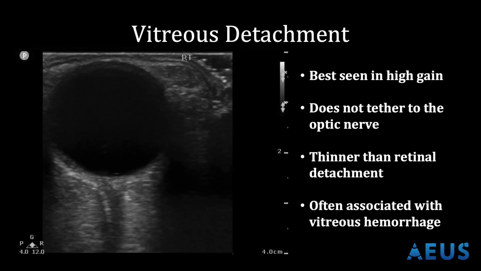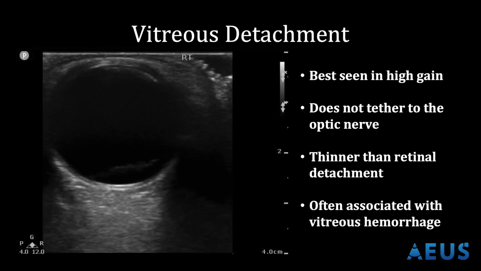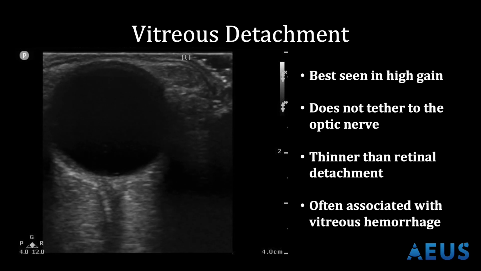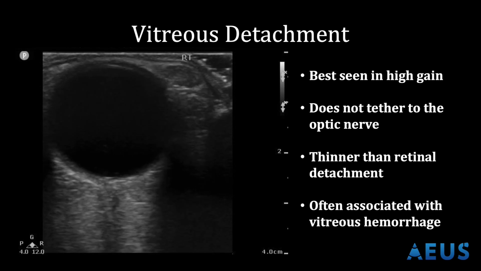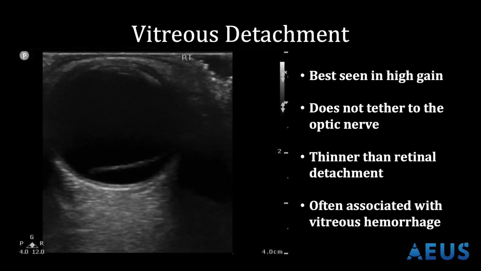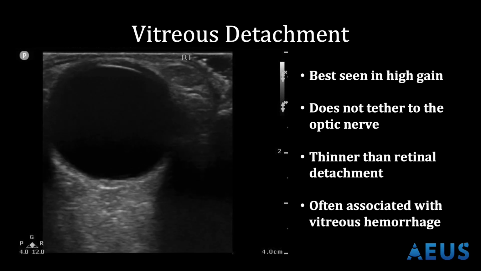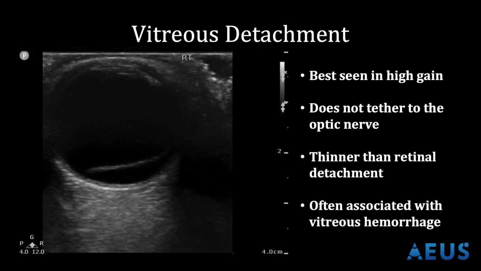On POCUS, a vitreous detachment is often thinner in appearance when compared to a retinal detachment and requires a higher gain to visualize. Additionally, it is not tethered to the optic nerve. Having the patient move their eye will also help improve visualization of vitreous detachment, as it will appear to flutter and swirl, and it can often be associated with a vitreous hemorrhage, which is best seen when the patient moves their eye.